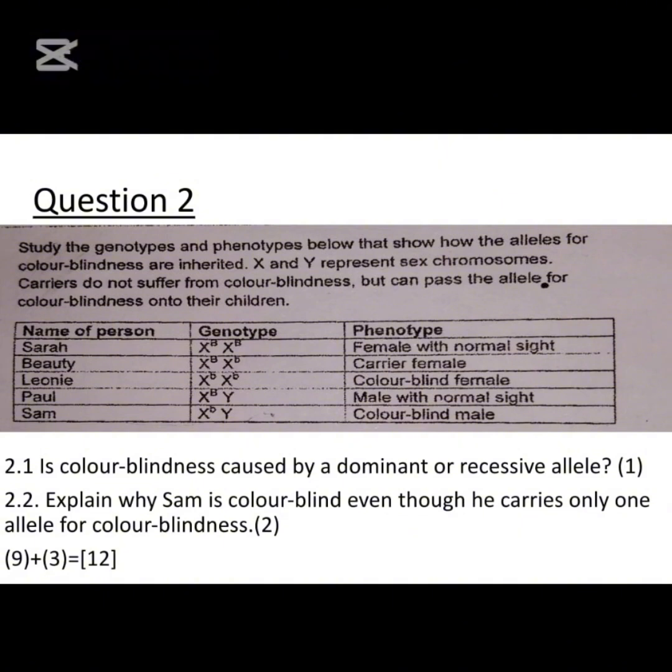2.2. Explain why Sam is colorblind even though he carries only one allele for color blindness. This is because the males have only one X chromosome, and the X chromosome is the one that carries the allele for the disorder, whereas the Y chromosome has no alleles.